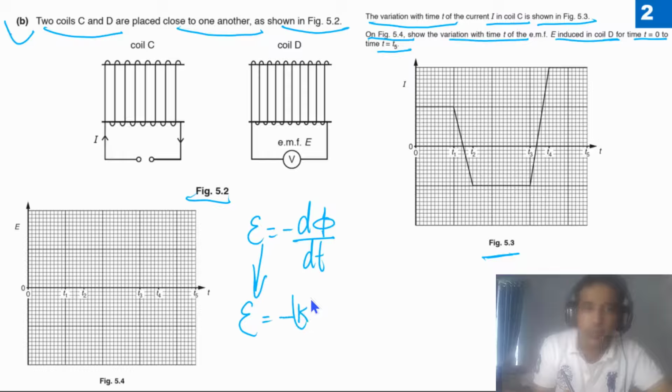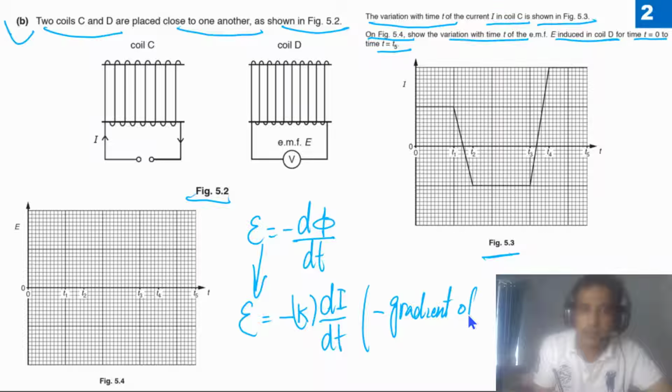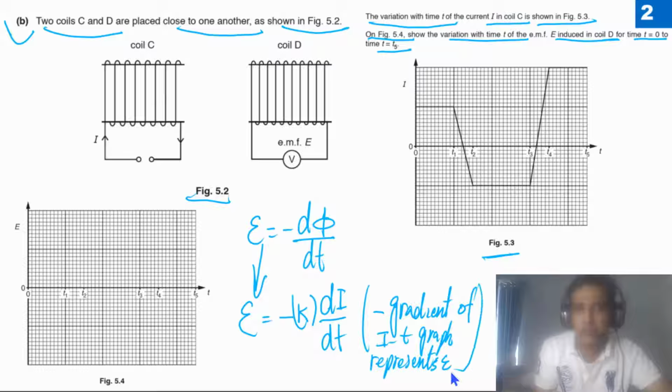There will be some constant dI by dt, or simply we can say the negative gradient of the I-t graph represents EMF. So this is the main concept. Now we simply need to look at the gradient of this graph and sketch the EMF for coil D. If you look at this part, gradient is equal to 0. It means EMF until t1 has to be 0. So EMF has to be 0 until t1.